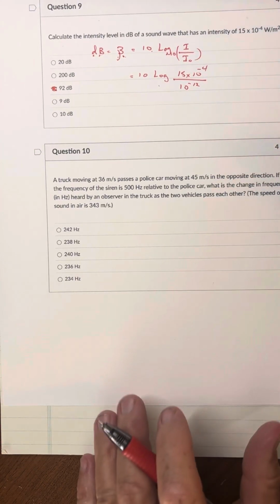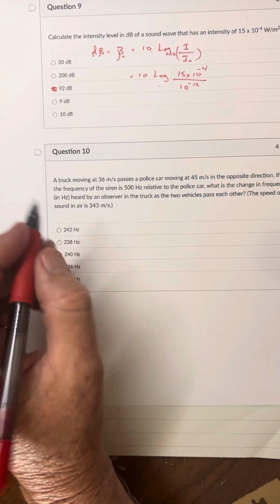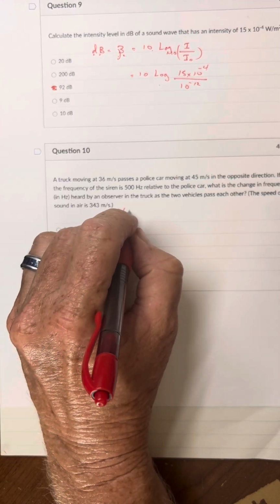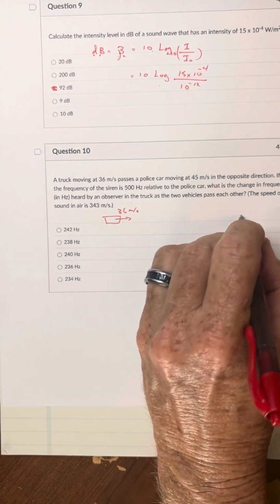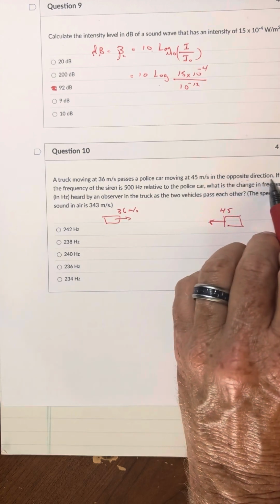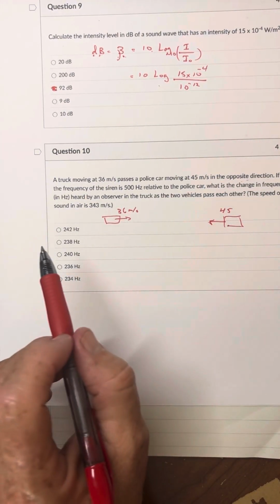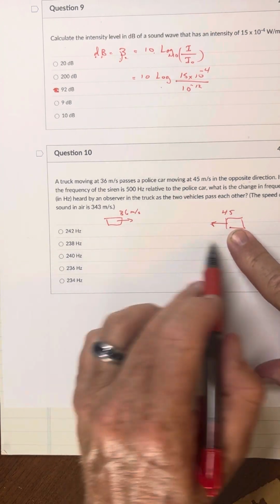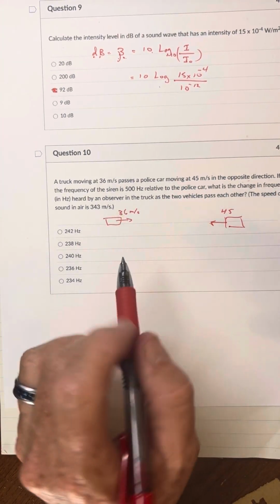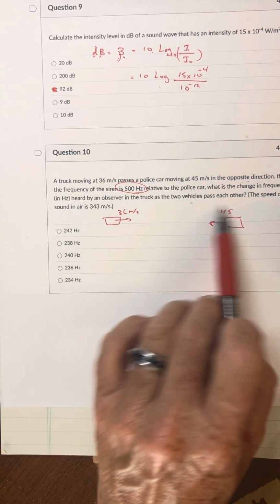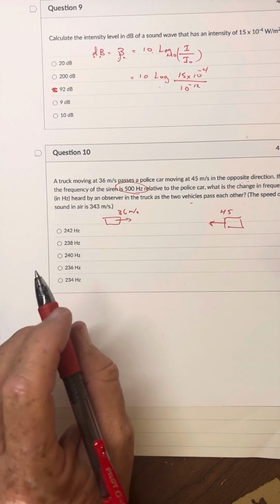All right. And finally then, the last question. Says we have a truck moving. So here's the truck moving this way at 36 meters per second. And now we have a police car at 45 meters per second traveling in the opposite direction. So they're approaching each other. Or, not a head-on collision, I hope, but this is in one lane, maybe northbound, and this is southbound. If the frequency of the siren is 500 relative to the police car, what is the change in frequency in hertz heard as they passed?